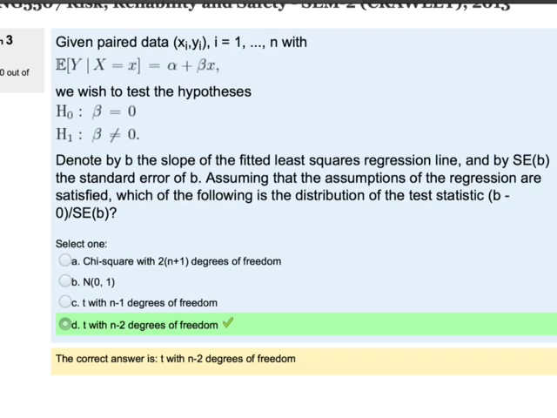So that's all I want to talk about for this question. I think it's a fairly easy one to remember. Linear regressions have beta values that have t distributions with n minus 2 degrees of freedom.